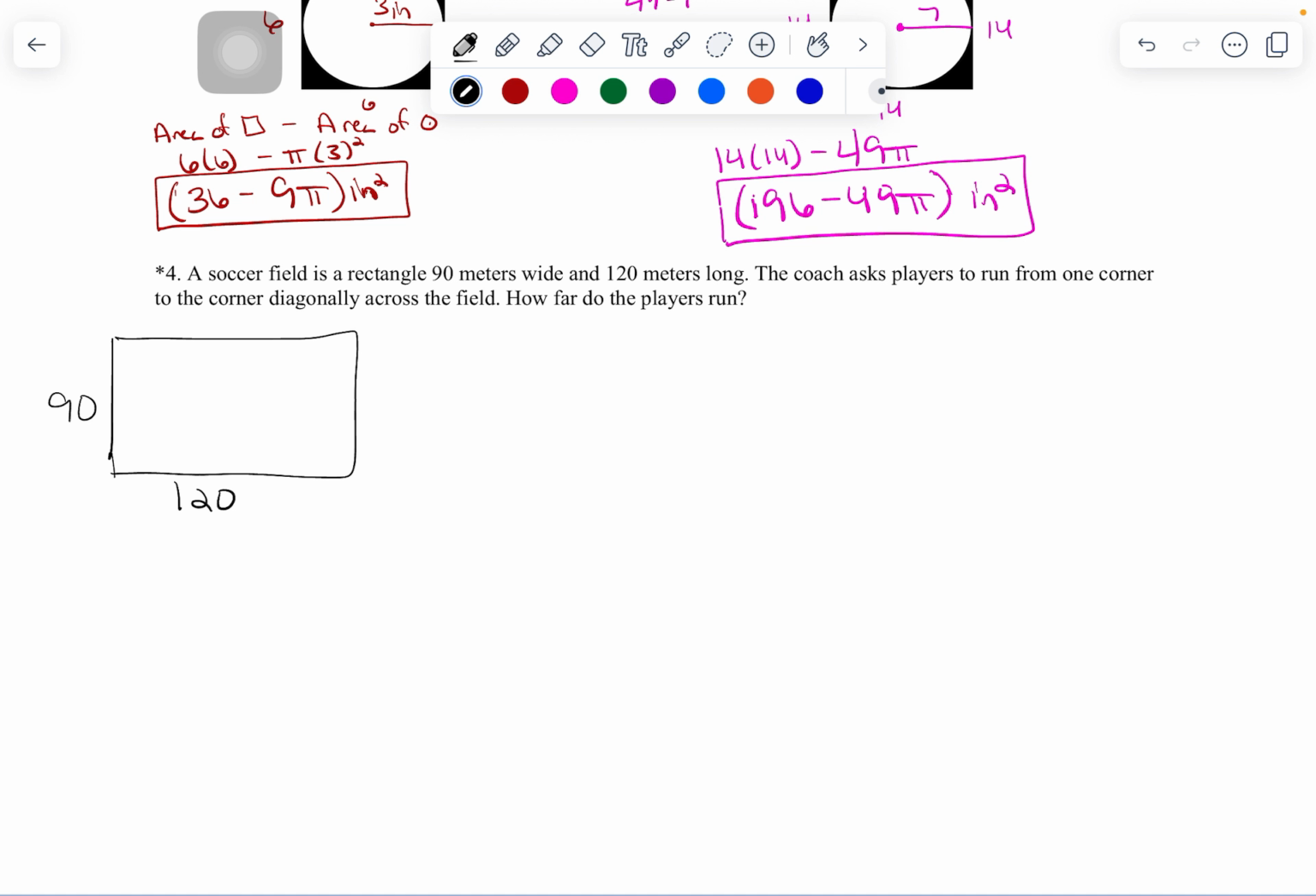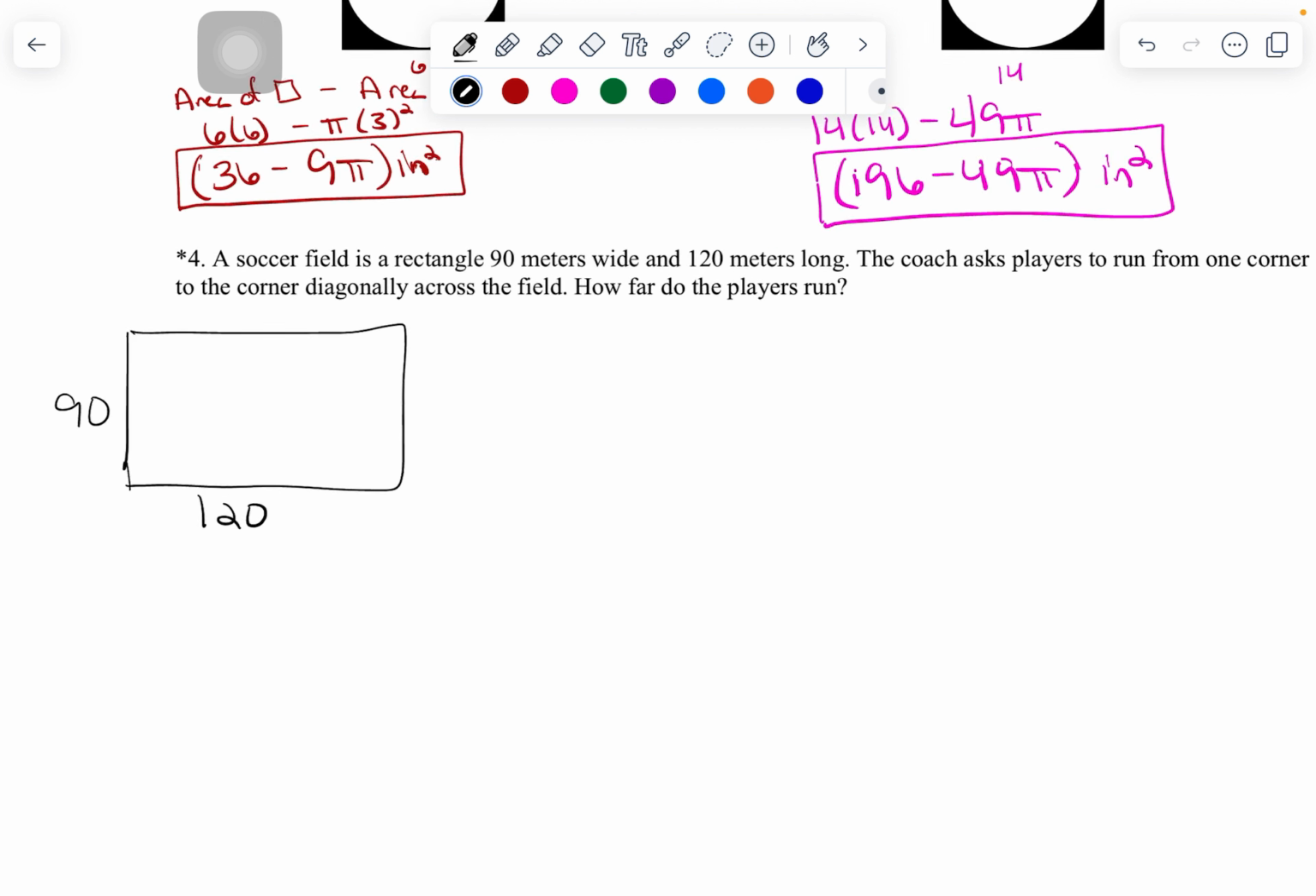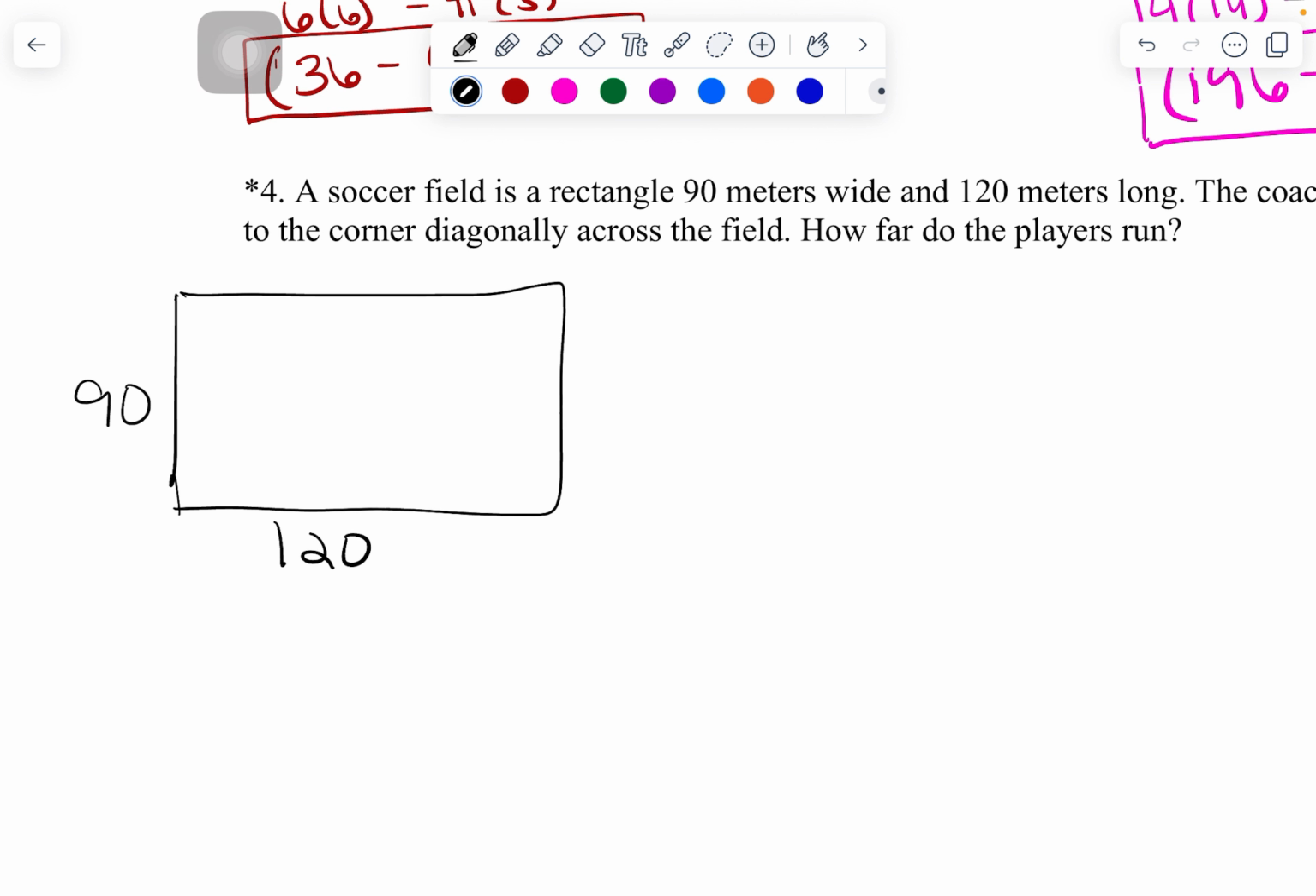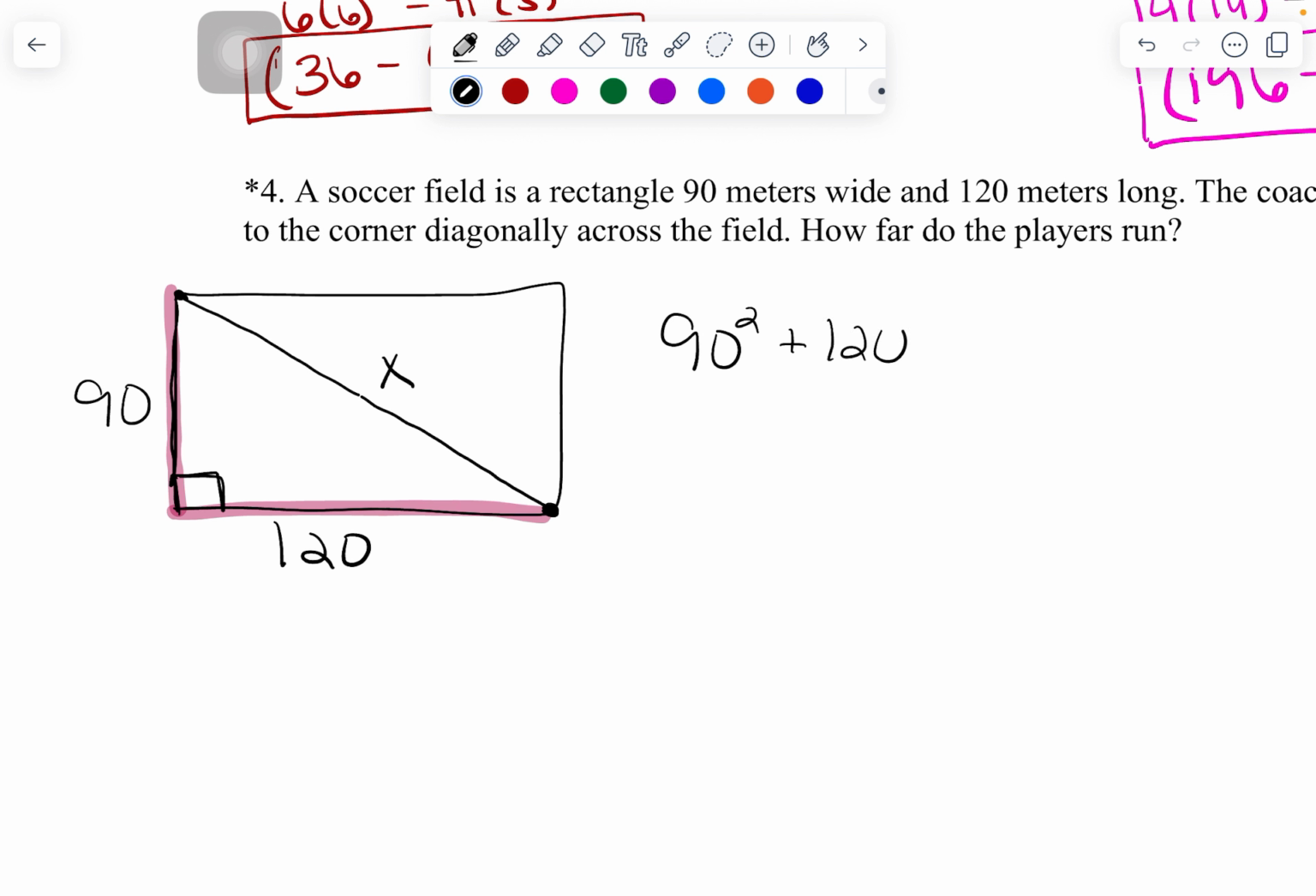The coach asks the players to run from one corner to the corner diagonally across the field. So what that means is we're doing a diagonal. Corner here, diagonal to corner here, that's the running. It is a rectangle, so there's a right angle here. We've got a leg, and then the third side is the hypotenuse. So the Pythagorean Theorem says we are going to do leg squared plus leg squared equals hypotenuse squared.